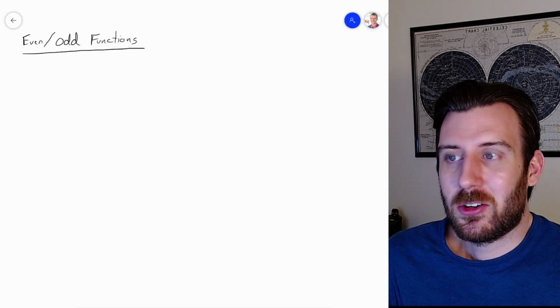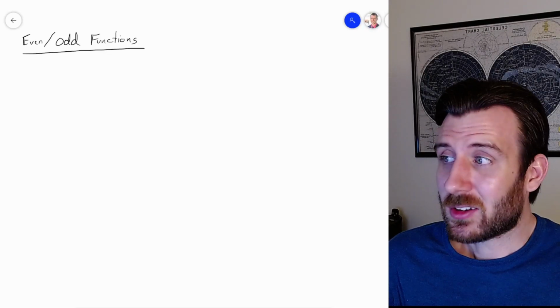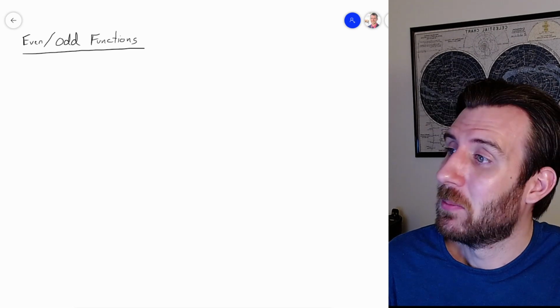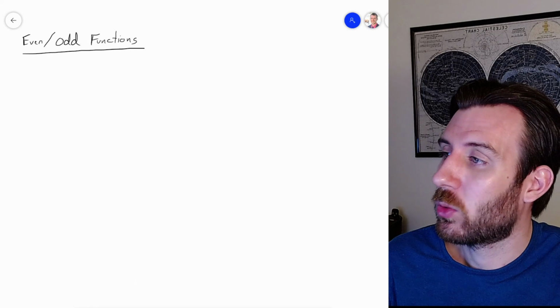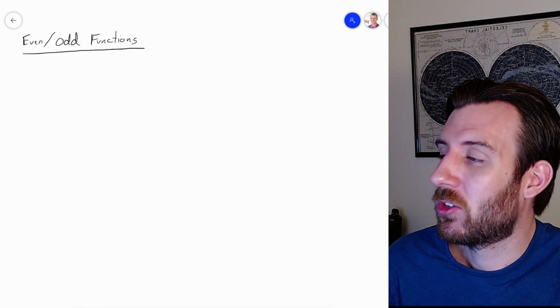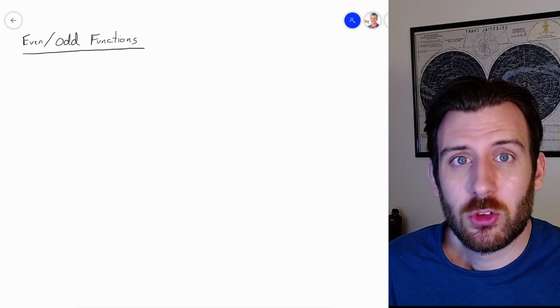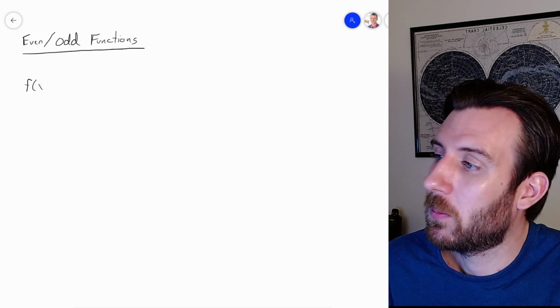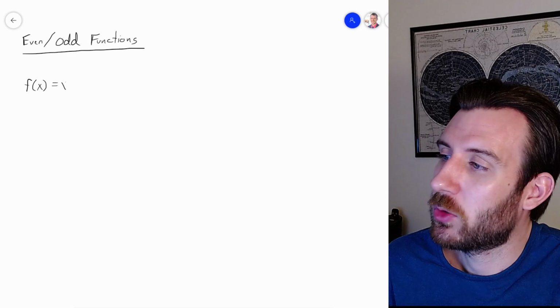There are some things in math that are just named very poorly, and calling functions even or odd is, in my opinion, one of the worst. Even and odd functions were a name that was given to say that things were similar to graphs like f of x equals x squared. So let's take a look at f of x equals x squared.